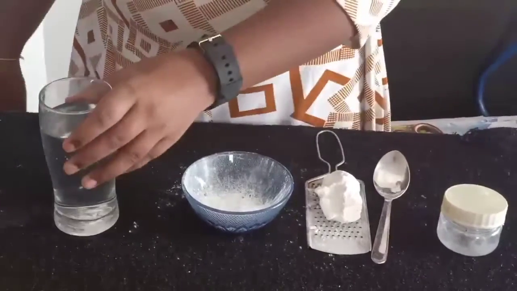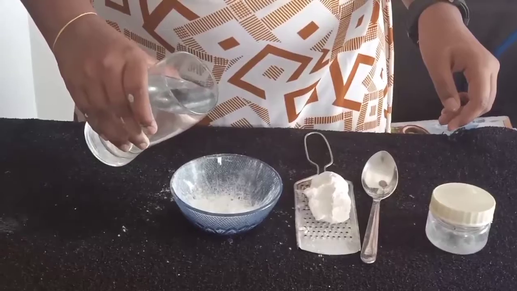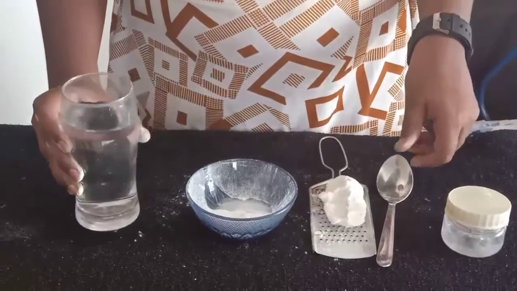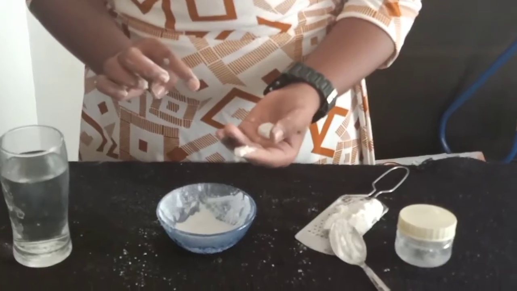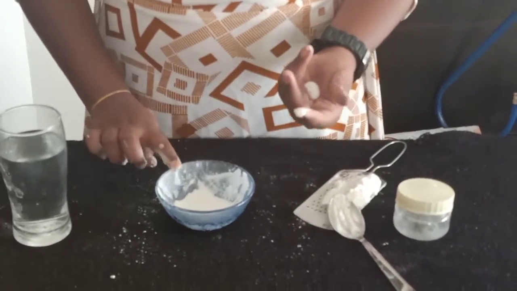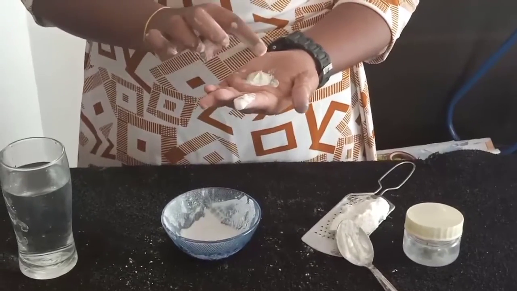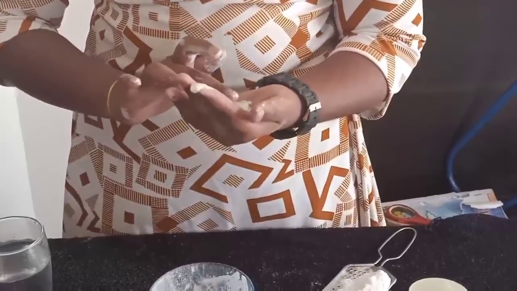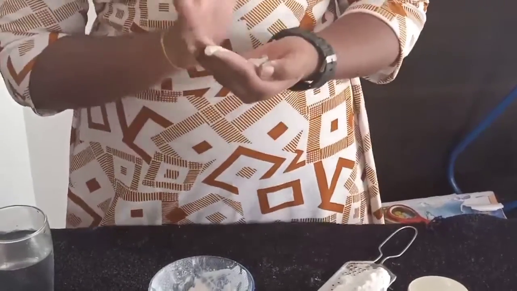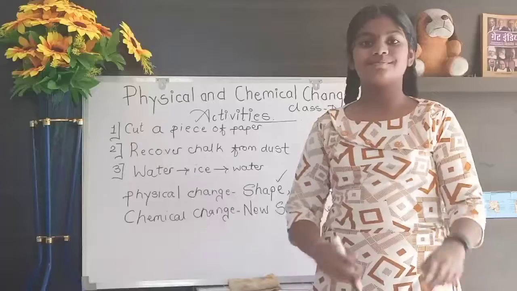Now I am going to pour some water. A little bit of water you have to put, not more. Mix it well with the spoon. So I have poured the water and taken out the solid part from the water, and I am going to roll it now. Now I have rolled the piece and I am going to put it in the sunlight.